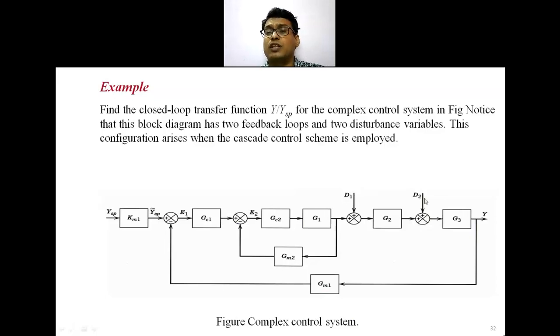Then there can be two load variables also. D1 and D2 are the two load variables. One is before G2 and another is after G2. That can also happen. The systems become more and more complicated as you go further. So now how do we manipulate this?